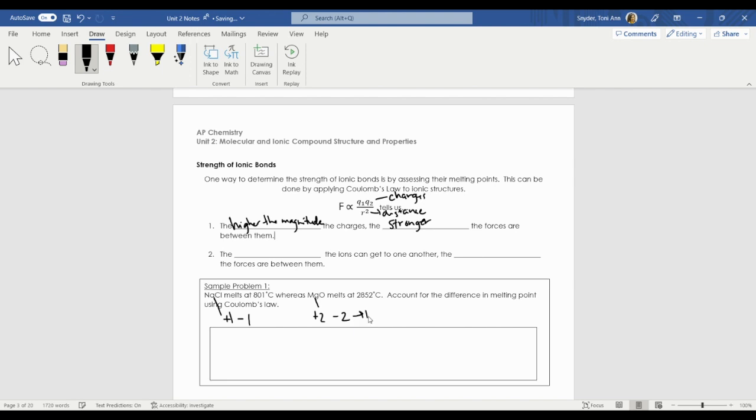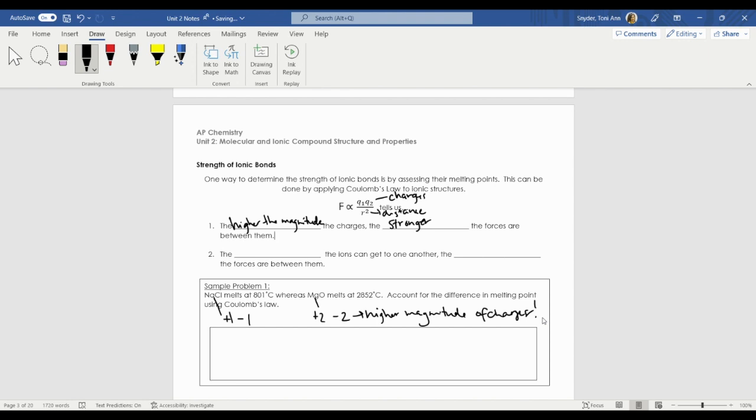This section has the higher magnitude of charges. The +2 and the -2 will attract each other more strongly than the +1 and the -1 of sodium chloride. Therefore, the melting point of magnesium oxide is much, much, much higher. So that's our relationship based on Coulomb's law.